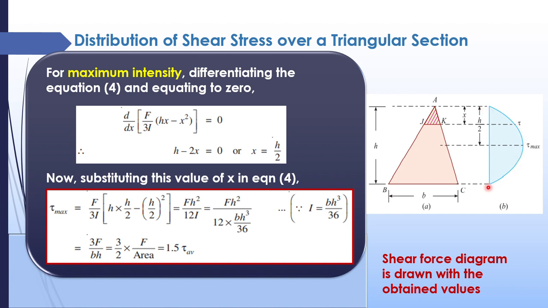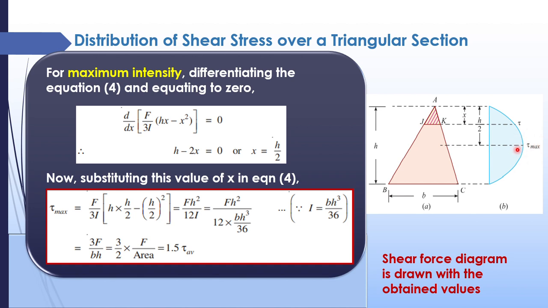The diagram will be a parabolic diagram. At this point and this point, it will be 0. The maximum shear stress will occur at a point h by 2 from the top portion of the triangle. Now, for finding the value, we know this is the maximum shear stress point.